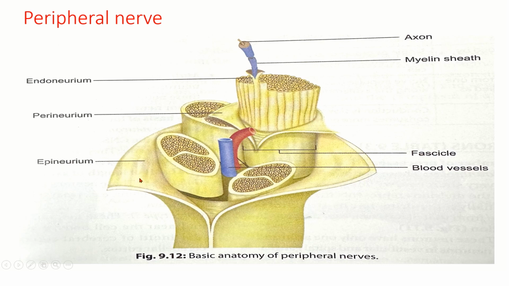And here you can see the multiple fasciculi are surrounded by the outermost connective tissue covering called epineurium. So you can see three coverings from outside inwards. This is the epineurium which covers the entire nerve, and you can see the perineurium which covers each fasciculus, and you can see the endoneurium which covers the individual axon.